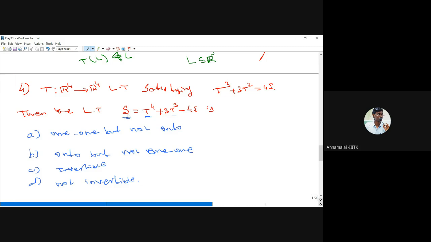Now, how to check this? Since T satisfies this equation, if you take the characteristic polynomial of T, the degree should be 4.